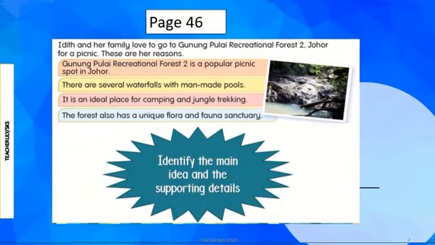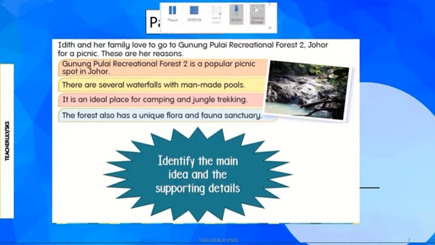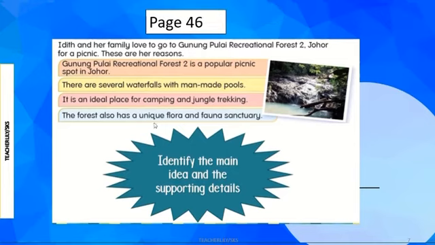Okay, this is taken from your textbook on page 46. I want you to identify the main idea and the supporting details on this page. Can you do it? Can you tell me what the author wants to tell you about? Does the author want to tell you about the camping or the unique flora and fauna? Not exactly, right? The author wants you to know about Gunung Pulai Recreational Forest 2.